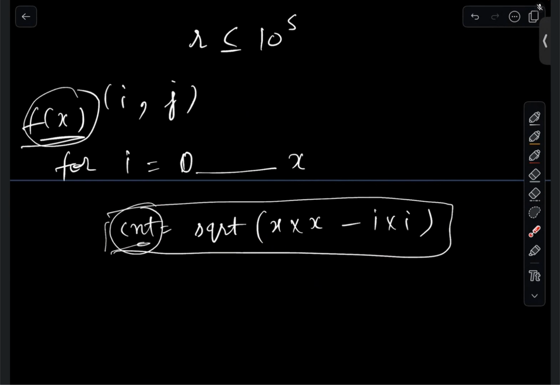Are we done? There is one issue though still. I would really encourage you to pause here and try to think of that issue.